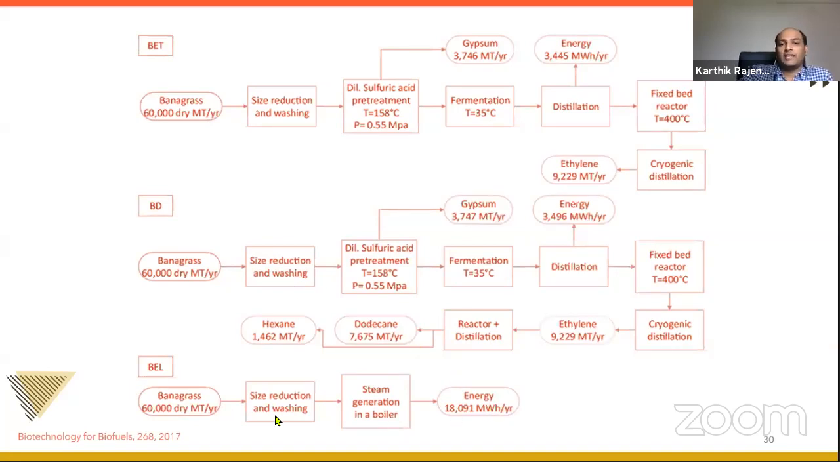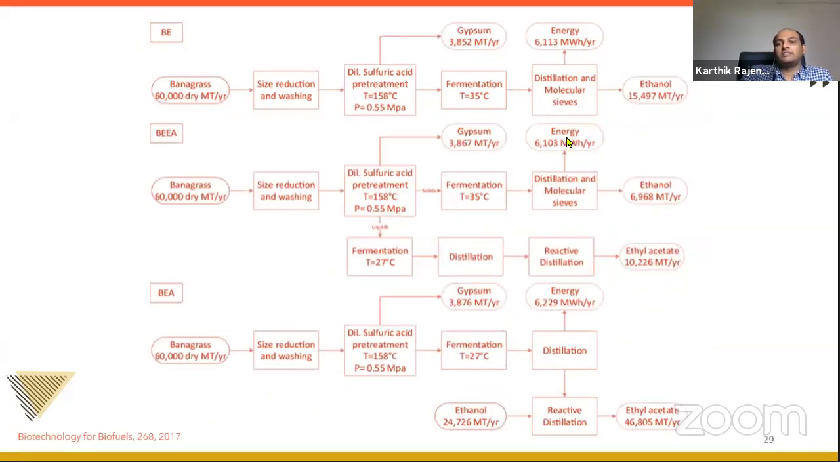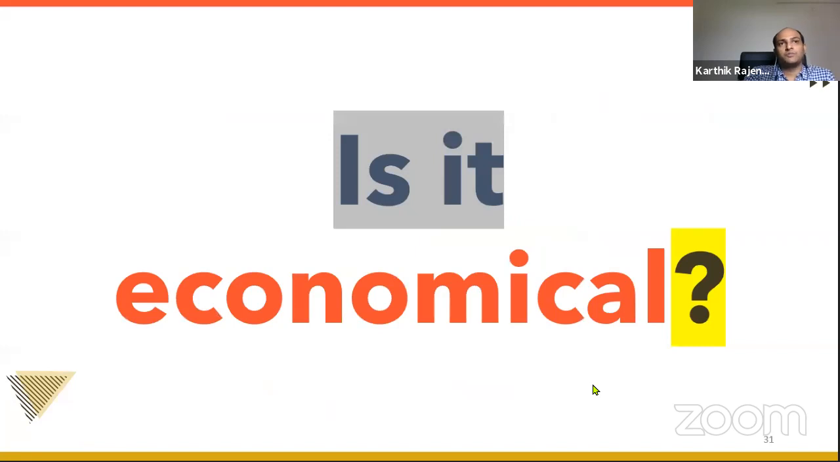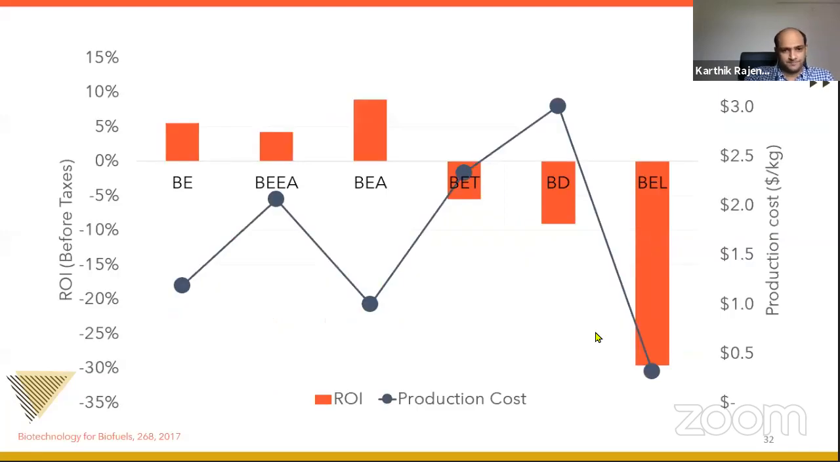And if you are producing only electricity, you will generate about 18,000 megawatt hours. You can see clearly that in most of the pictures, about 6,000 megawatt hours is the electricity that you usually generate. So you are playing with that 60%. Here you are getting that additional 60% in the form of electricity. But which one is economically viable? That's what we will look into. Which particular process is economical?